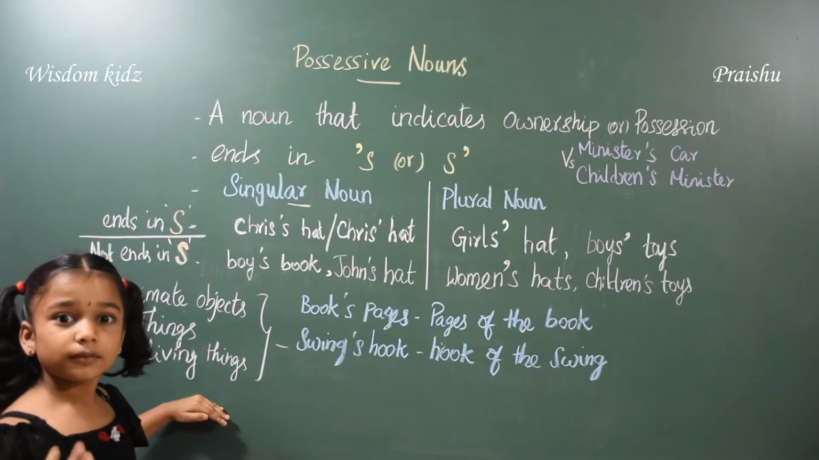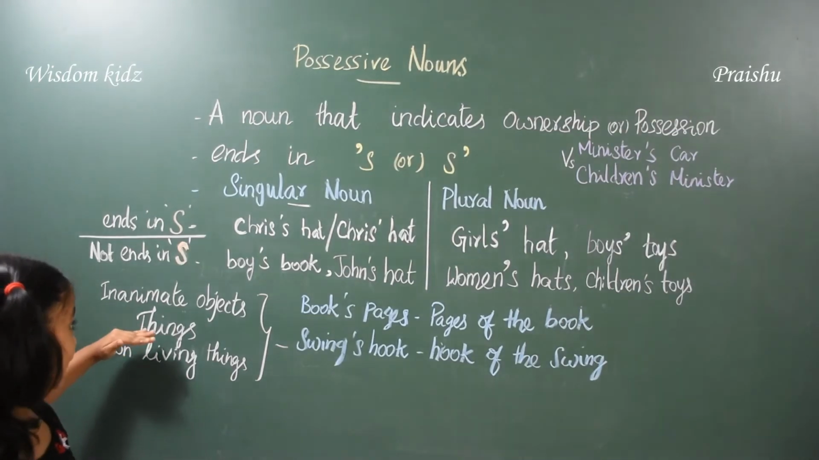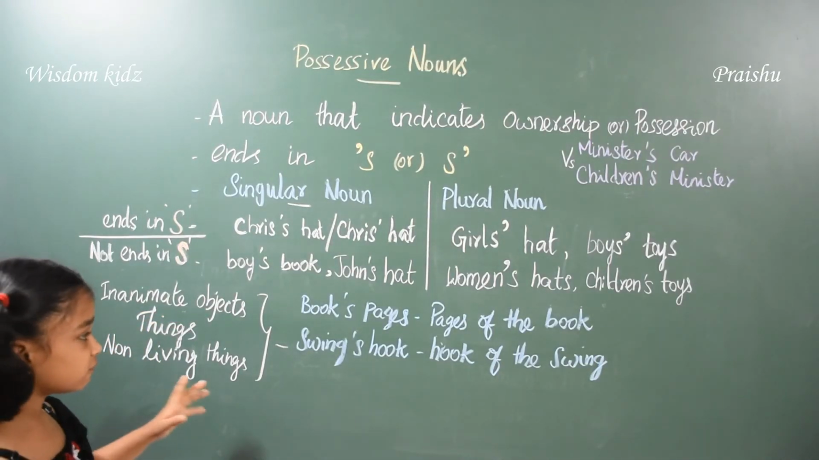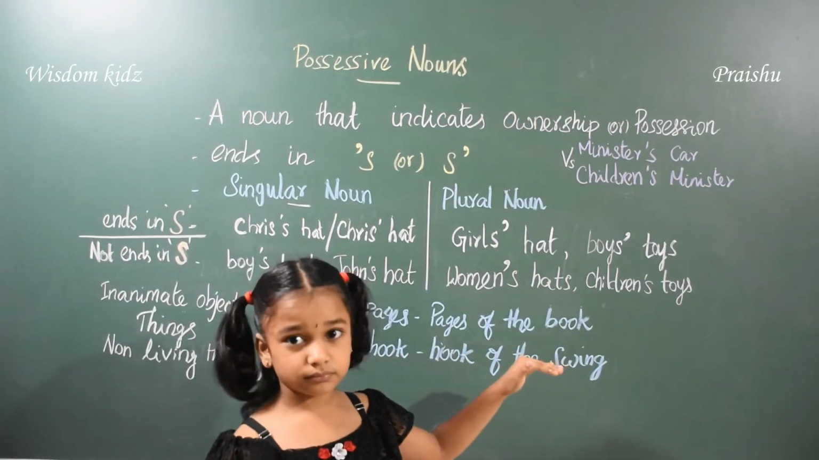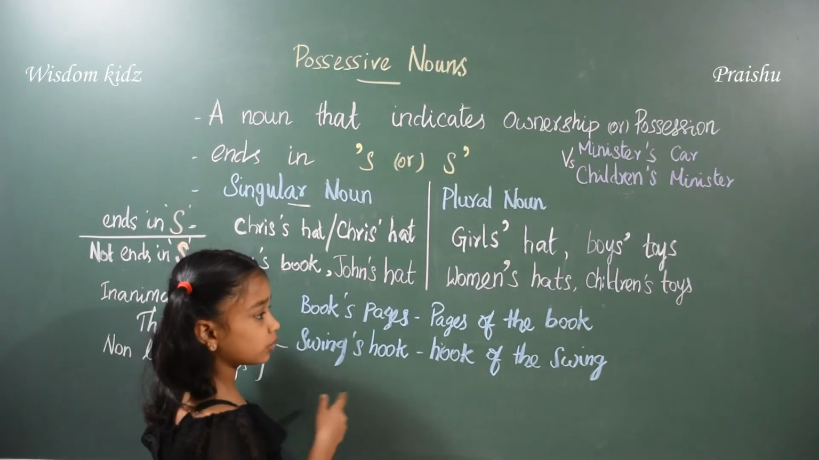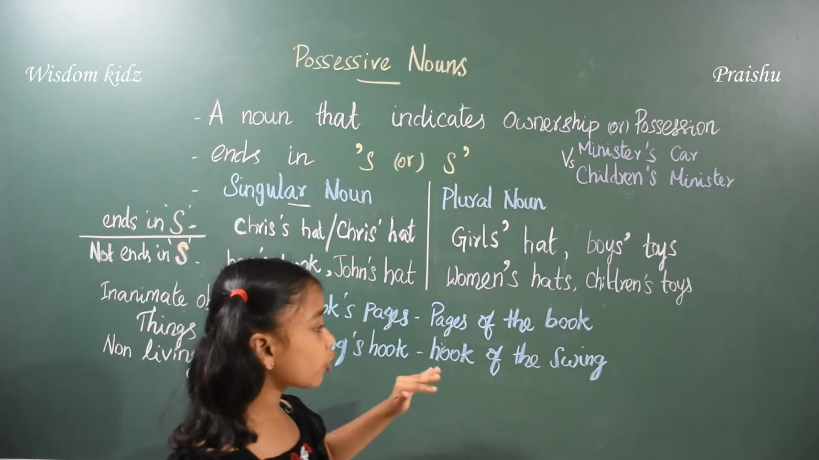If the possessive noun represents non-living things or inanimate objects, we add "of the". We do not say book's pages or swing's hook. We say the pages of the book, the hook of the swing.